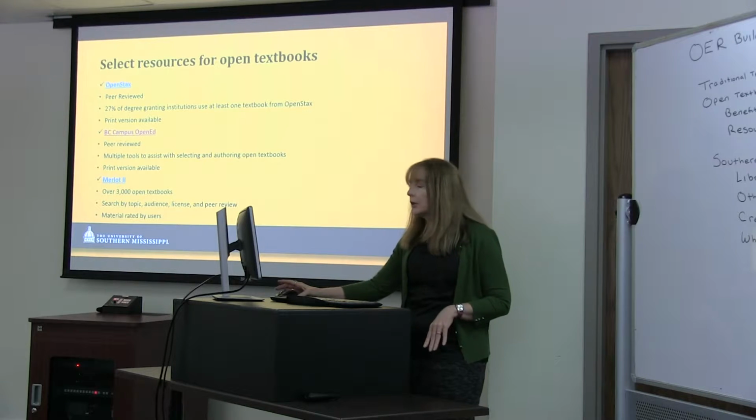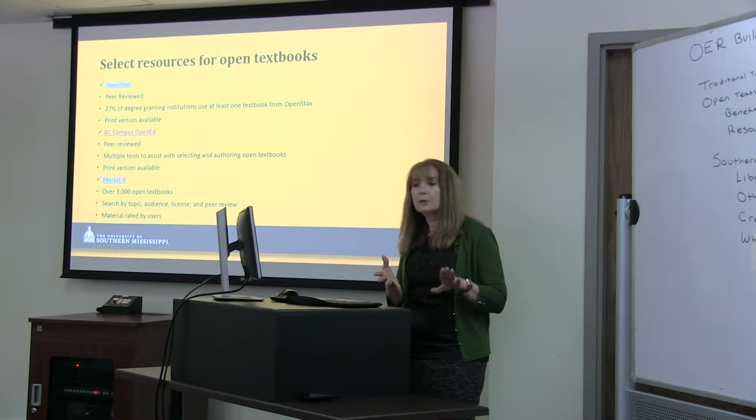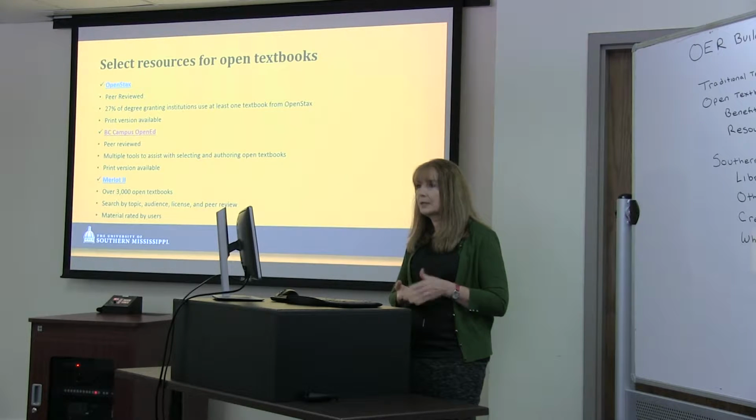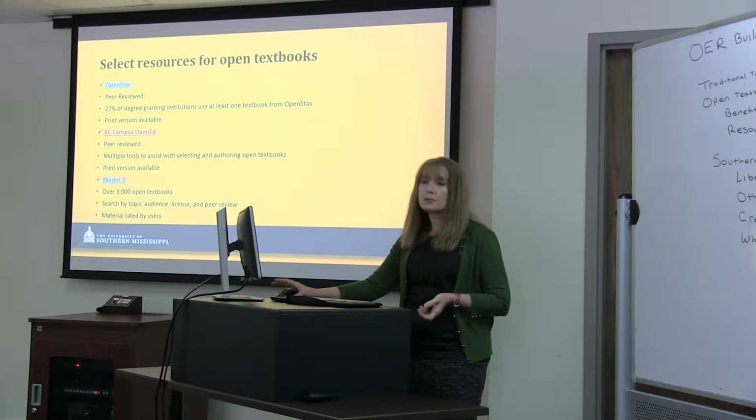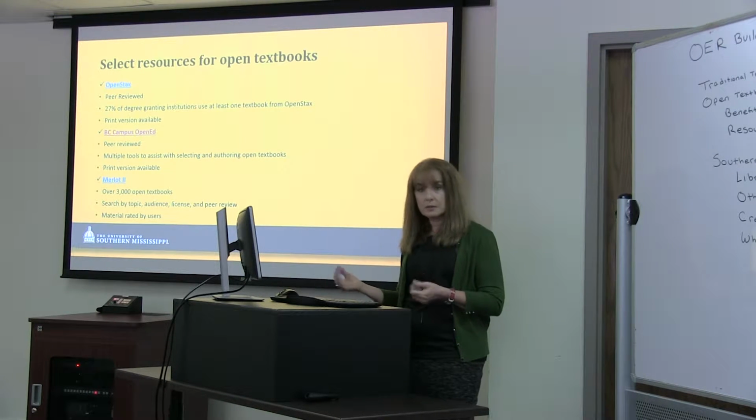And I like Merlot because it's also peer reviewed, but I like the way you can search Merlot. You can search by topic, you can search by peer review. You can even search by the type of Creative Commons license available. Or if you're looking for one that is very open, you can search that way. And the material is also rated by the users of the site.